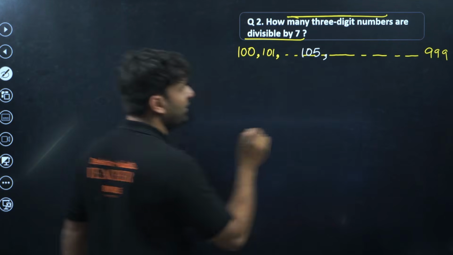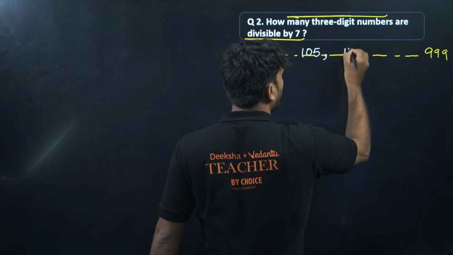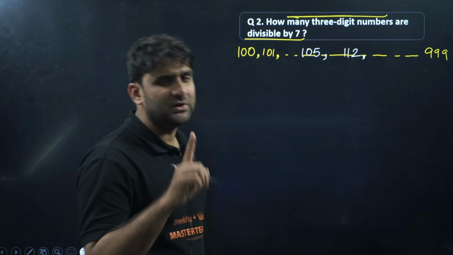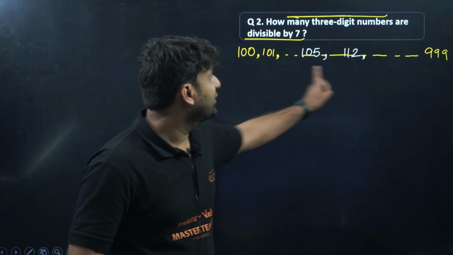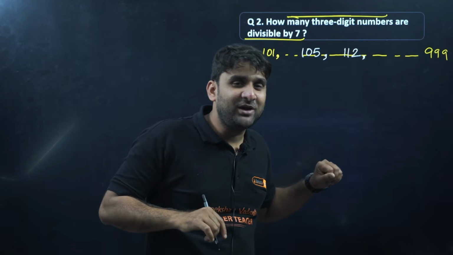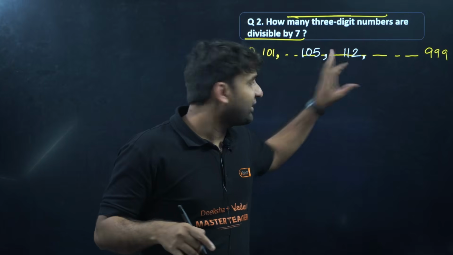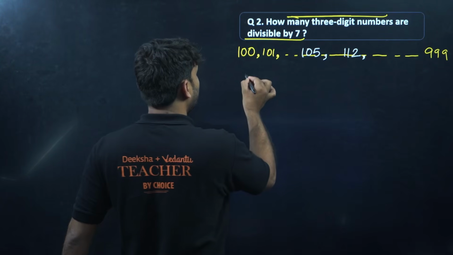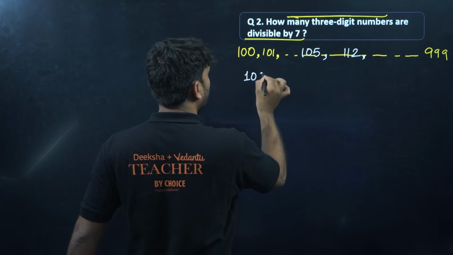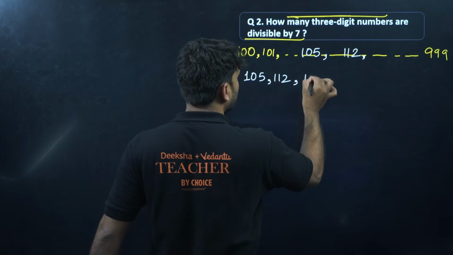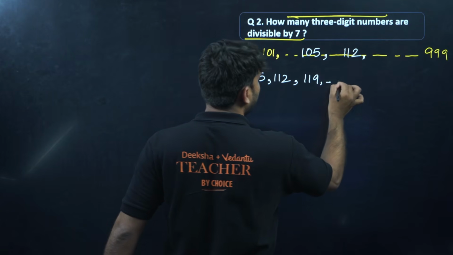Now if you look at both the numbers, 105 and 112, the difference is 7. So what will be the next number that can be divided by 7 after 112? 119. So we have, guys, the sequence 105, 112, 119 and so on.